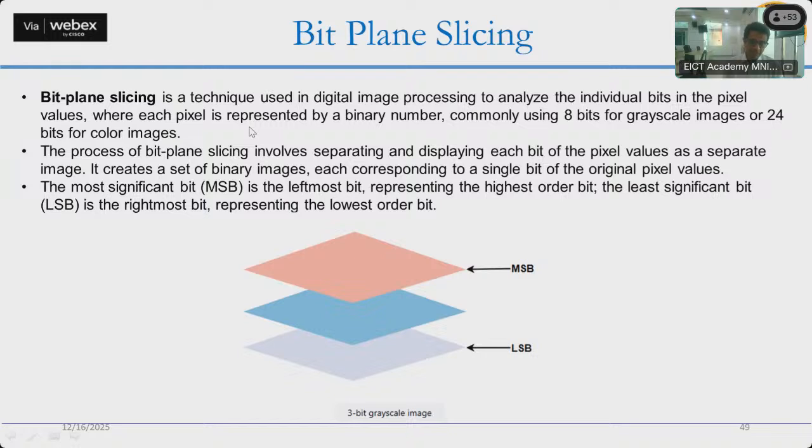Here each pixel is represented by a binary number. We analyze the individual bits in the pixel value, where pixels are represented by binary numbers. Commonly 8 bits are used for grayscale images or 24 bits for color images. Why 24? Because it becomes RGB, so it is 3 times 8.